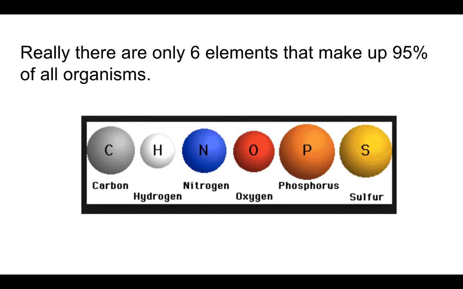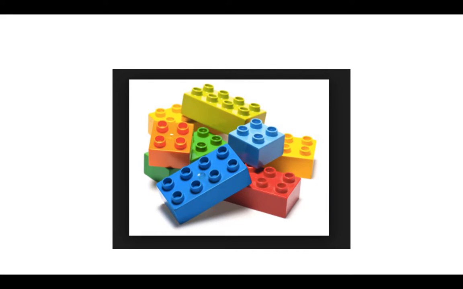And really, there are only 6 elements that make up 95% of all organisms. Those 6 elements are carbon, hydrogen, nitrogen, oxygen, phosphorus, and sulfur. So you do need to know that. I want you to remember those 6 elements because those are the 6 elements of life. That's pretty much saying that if you were given a whole bunch of Legos and only 6 different types of Legos, you would have to recreate every living organism on the planet.